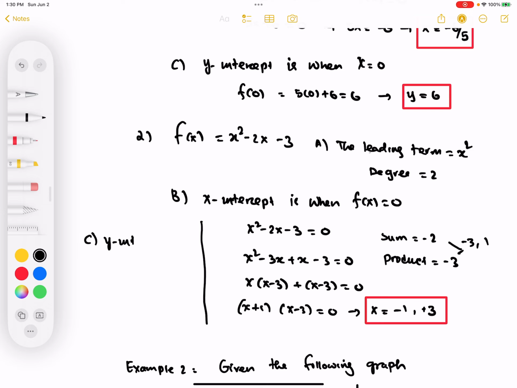Y-intercept means what is f at 0? That is 0 squared minus 2 times 0 minus 3. So it becomes minus 3. So this is the y-intercept, which is y is equal to negative 3. So remember, we can find the x-intercept, y-intercept and the degree.